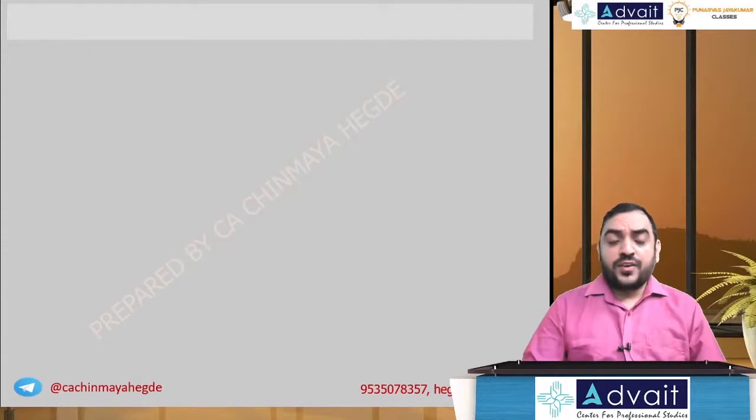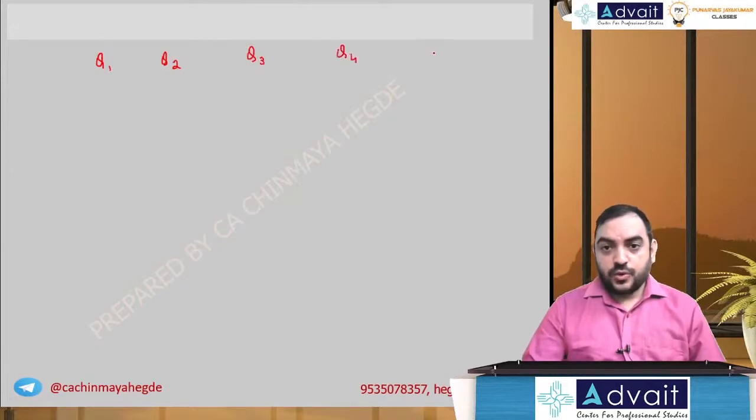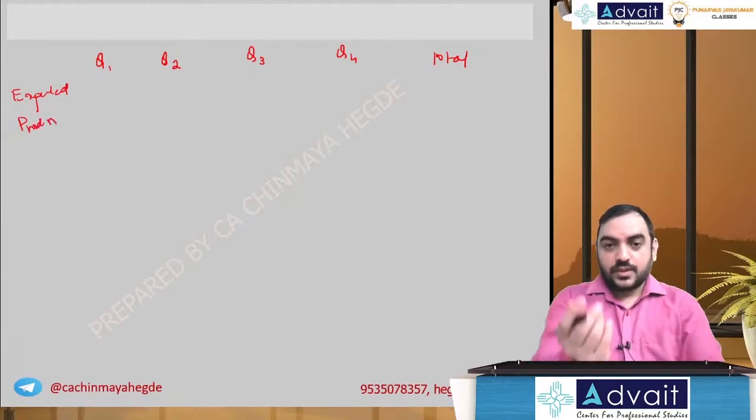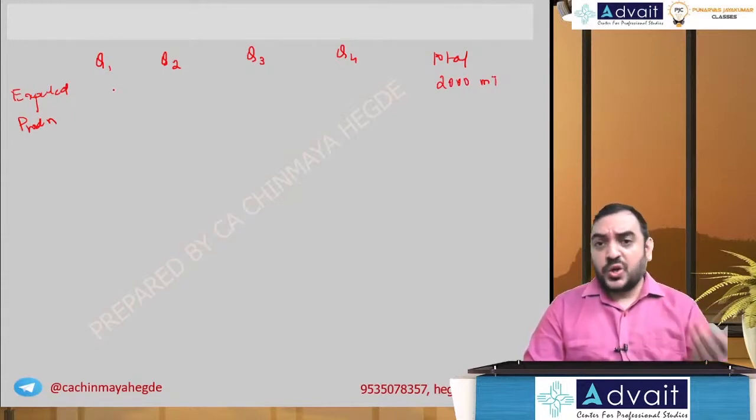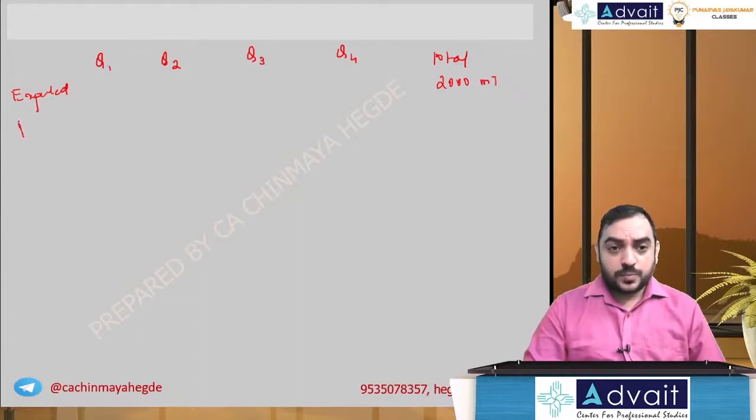So if you want to allocate quarterly, how would it happen? We'll do Q1, Q2, Q3, Q4 and total. So what is the expected production? They said the total production is 2,000 metric ton, spread across with no seasonal variations. Hope you understand my handwriting. So 2,000 divided by 4, you get 500 each, right?